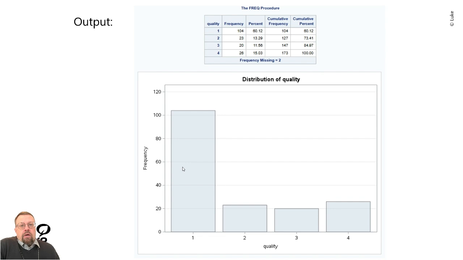So first of all, on top of the picture, we have a one-way frequency table showing us that quality category 1 has the highest frequency, with more than 100, and it's about 60% of all the observations. And of course, here in this case, the bar chart is also very nice because it gives us the same picture in a graphical form.